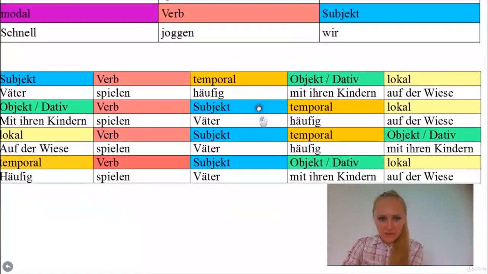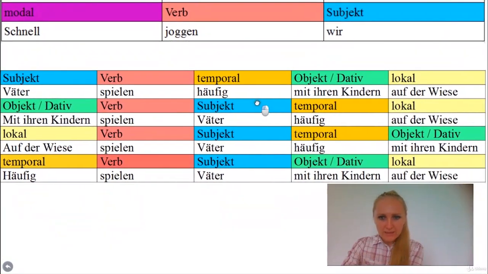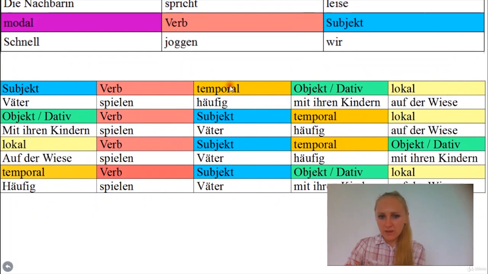So here we have a little bit more complex sentence. We have a subject, we have a verb, we have an indication of time, we have an object, in this case it's a dative object, and then we have an indication of place. The sentence here is Väter spielen häufig mit ihren Kindern auf der Wiese, which means fathers often play with their children on the field. So here, the typical word order would be subject and verb, then time. Whenever you have time, an object, and a location, you have to put the time, the object, and then the location. The word order would be like this. Okay, because time always before location.